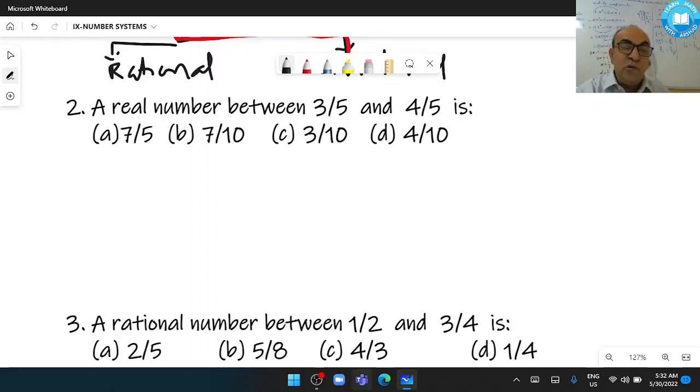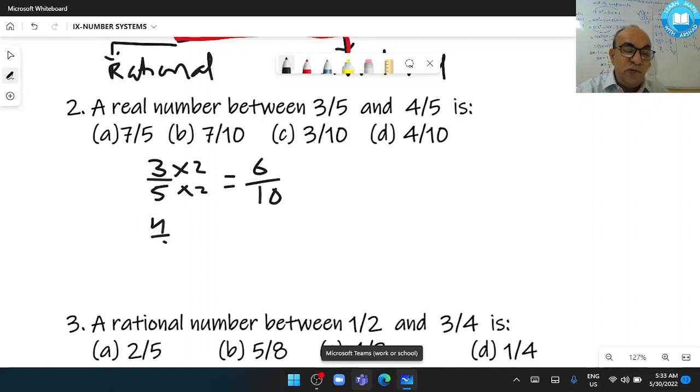So what you do, you make 10 the denominator of both numbers. You have to multiply numerator and denominator by 2. So 3 by 5 becomes 6 by 10 and 4 by 5 multiplied by 2 is 8 by 10, because the remaining options are given with 10 as denominator. So see here, between 6 and 8, 7 by 10 is a rational number. So this is the answer of this question.